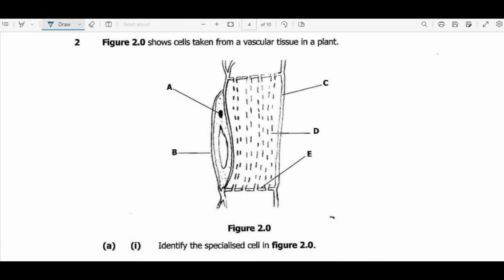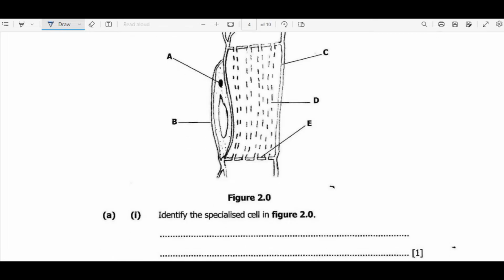So we can now go to question 2. Figure 2.0 shows cells taken from a vascular tissue in a plant. Okay. Then A1, identify the specialized cell in figure 2.0. So the whole cell, this is the phloem vessel. Now phloem vessel is just a vessel that transports manufactured food from the leaves to all parts of the body, which is the plant.